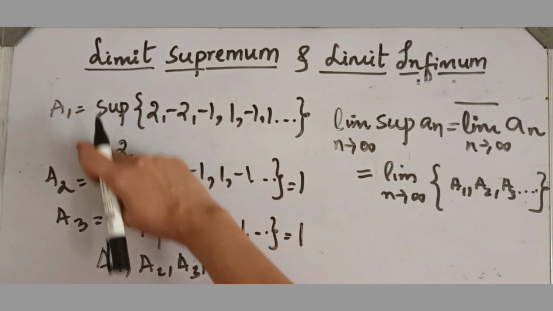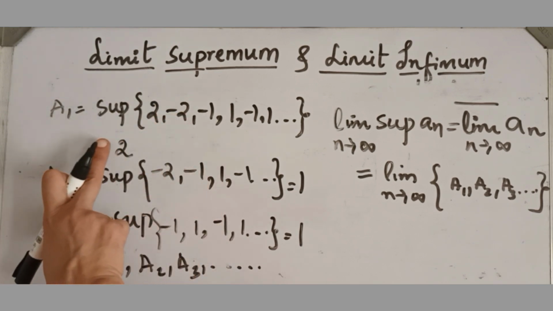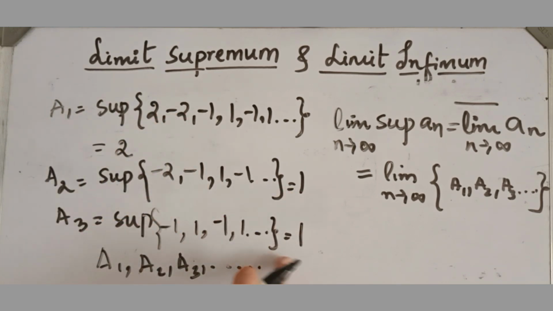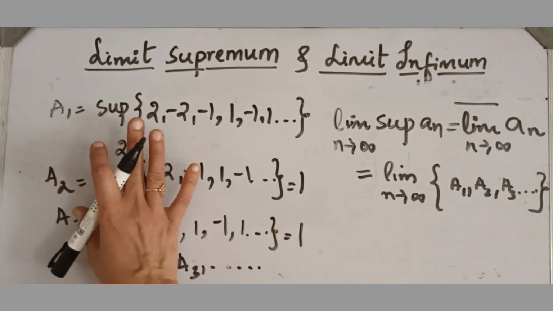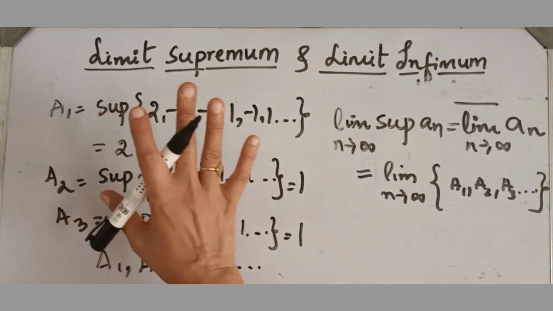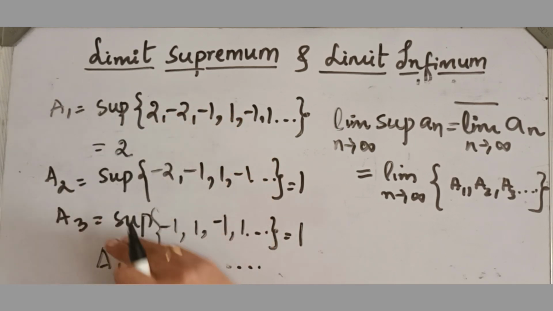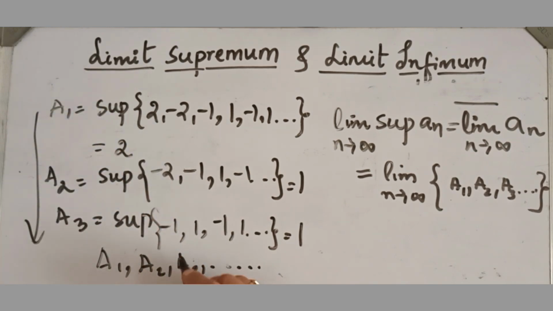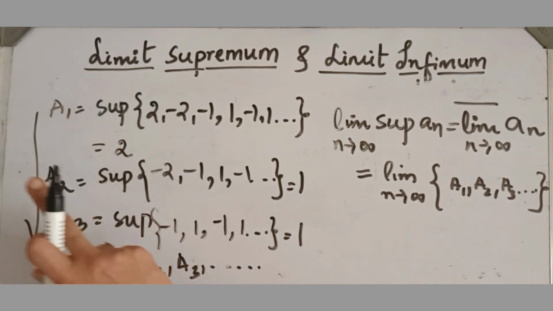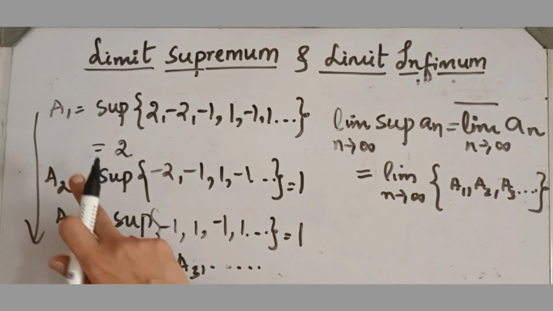This is a monotonically decreasing sequence because initially we got the value 2, then it is 1, then it is 1. There may be a constant sequence also, but in general, whenever you have any sequence which is not a constant sequence, in that case you will get a monotonically decreasing sequence. So you have to find the limit of that sequence, which gives you the limit supremum.